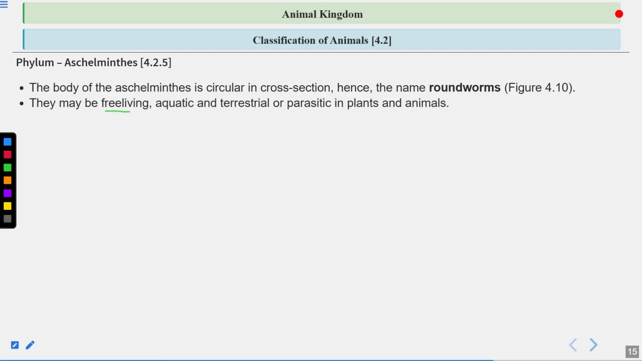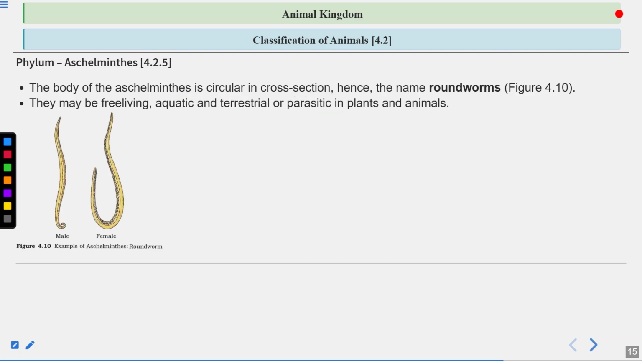They may be free living, aquatic, terrestrial, or parasites in plants and animals. So there are many types. Some of the organisms are reported as free living. They live in the environment. Some are aquatic, found in aquatic environment. Some are terrestrial, found on the land. And some are parasites that are found in plants and animals.